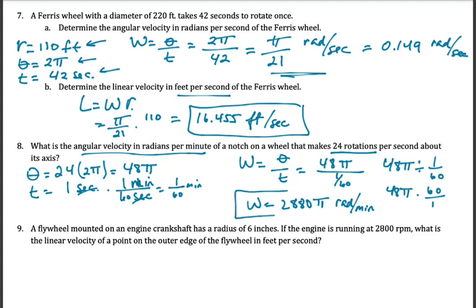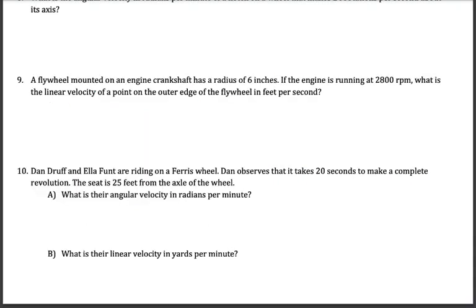And you could get a decimal on that as well. Okay. On number 9, a flywheel mounted on an engine crankshaft has a radius of 6 inches. If the engine is running at 2,800 RPM, that's revolutions per minute, that means that you're going to turn 2,800 times. So you multiply that times 2 pi, and you get 5,600 pi. That's your angle measure. What is the linear velocity at a point on the outer edge of the flywheel?